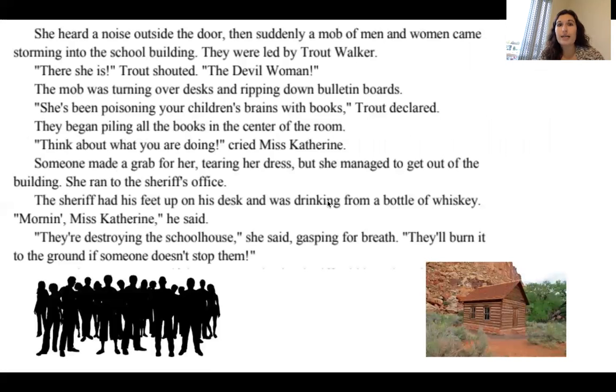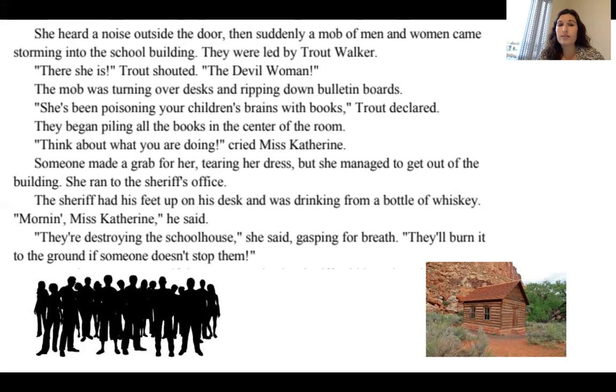She heard a noise outside the door. Then suddenly a mob of men and women came storming into the school building. They were led by Trout Walker. "There she is," Trout shouted, "the devil woman." The mob was turning over desks and ripping down bulletin boards. "She's been poisoning your children's brains with books," Trout declared. They began piling all the books in the center of the room. "Think about what you're doing," cried Miss Catherine. Someone made a grab for her, tearing her dress, but she managed to get out of the building.